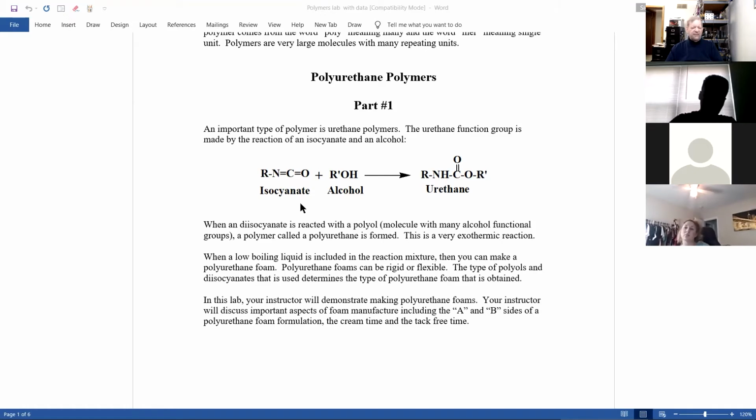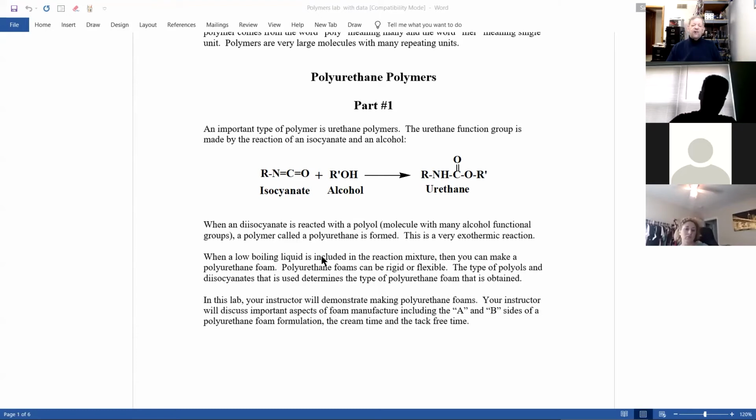And for polymers, you have more than one of the same functional group in each molecule. We use a diisocyanate in making a polyurethane polymer, or as you'll see, a foam, and the alcohol is called a polyol. And a polyol, poly, many, OL, alcohol, is a molecule with many alcohol functional groups. The polymer formed from this is called a polyurethane. You have this repeating over and over again. And this reaction is very exothermic. That means it gives off heat.